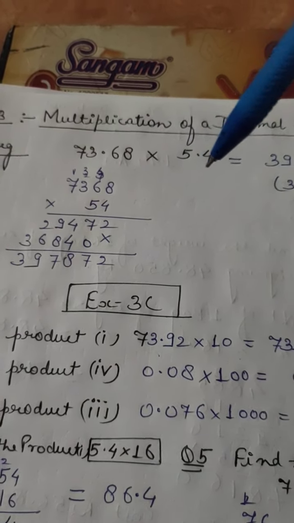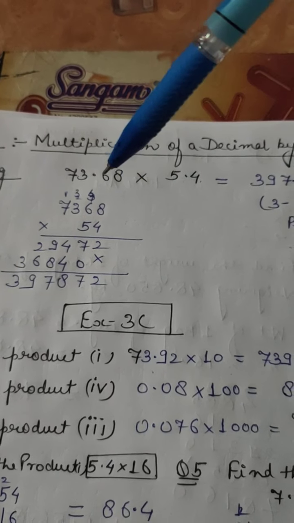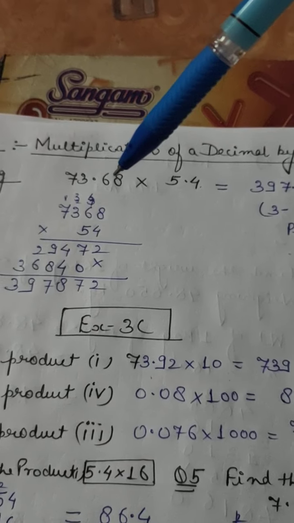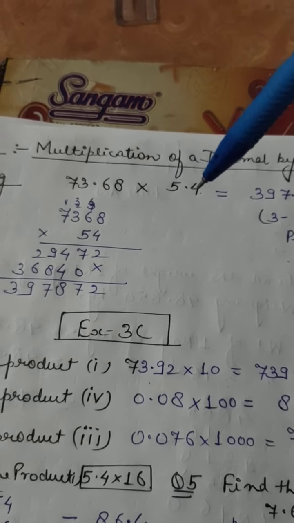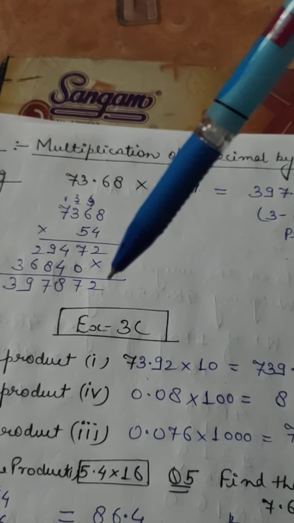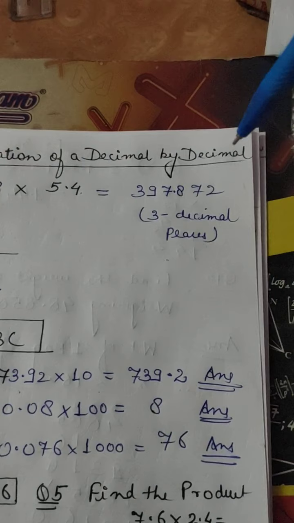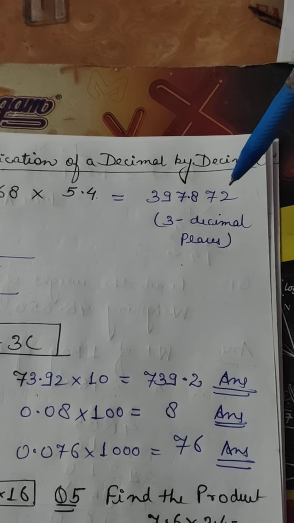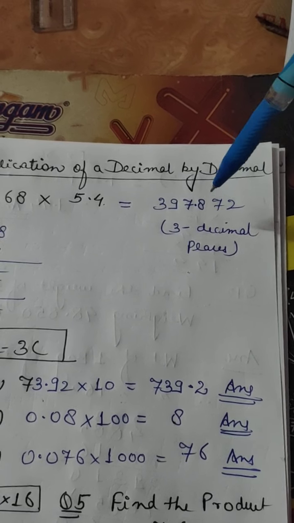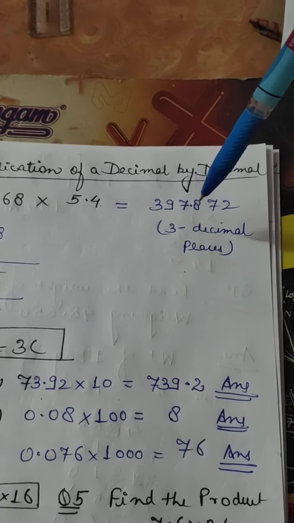397872. Now in order to put the decimal point in the answer, just count the number of decimal places in both the decimals. Here the number of decimal places is 2, here 1. So from the right hand side just put the decimal after 3 decimal places. So from the right hand side I counted 3 decimal places, first, second and third. Here I have put the decimal point.